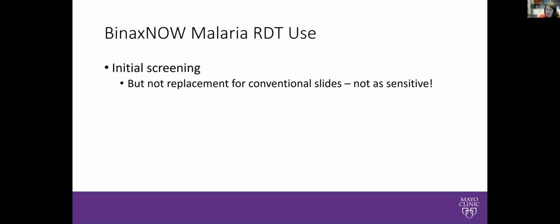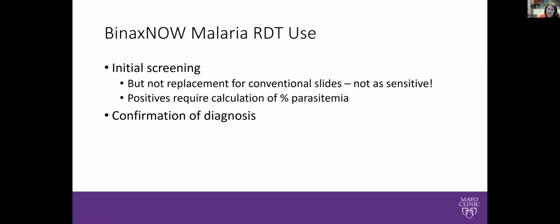So you always have to follow up with thick and thin blood films, regardless of the result of the BinaxNOW. And then you also have to do a calculation of percent parasitemia. You could also use it to confirm your diagnosis.